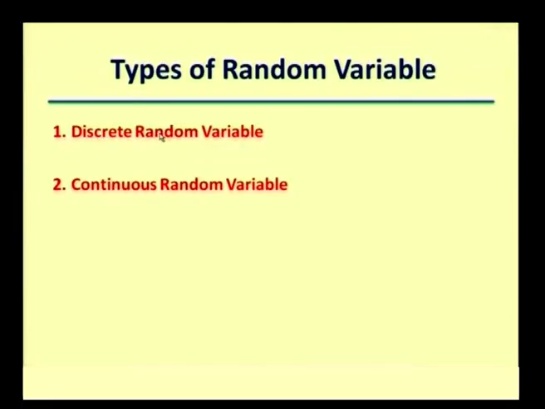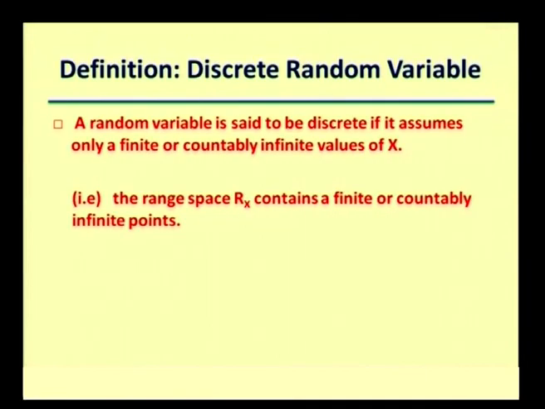One is discrete random variable, another one is continuous random variable. So what is meant by discrete random variable? A random variable is said to be discrete if it assumes only a finite or countably infinite values of x. The range space Rx contains a finite or countably infinite points.